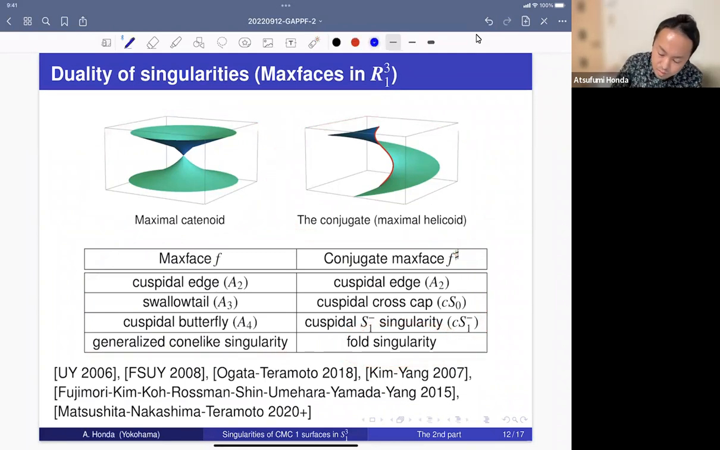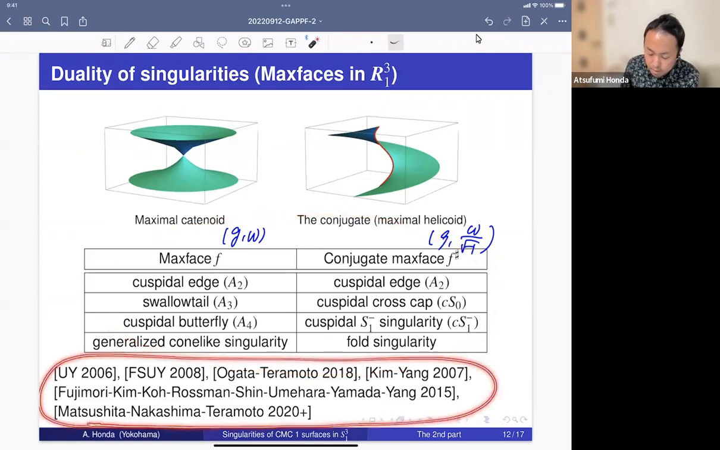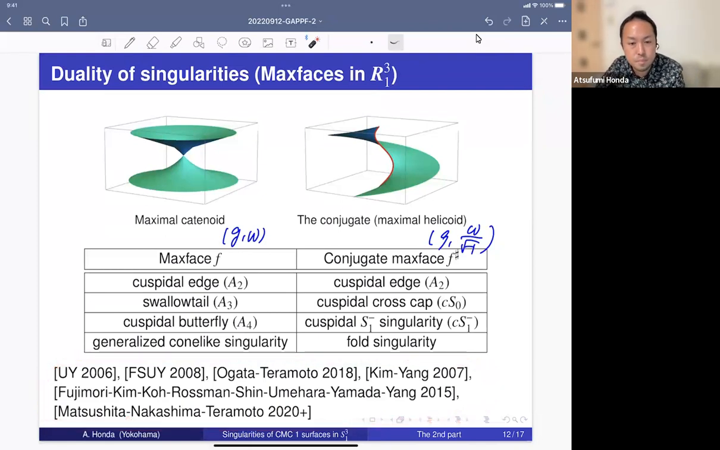So this is the Weierstrass data, g and omega. This is the conjugate maxface. So this fact is proved in these several papers.